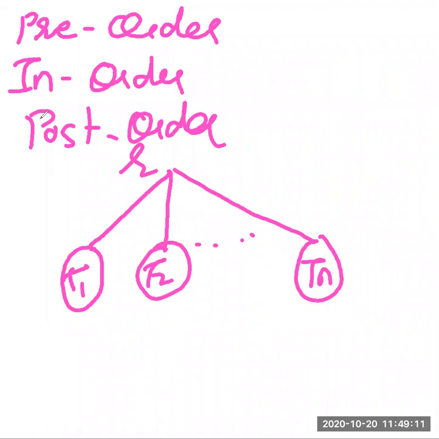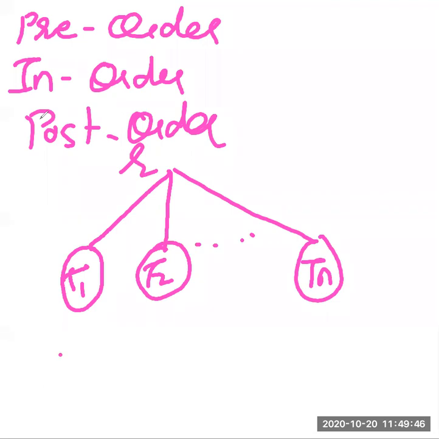If T consists of only R, meaning there is only one root, then the pre-order traversal will be visiting the root. That is, R is the pre-order traversal. If the tree contains subtrees T1, T2 up to Tn of root R from left to right, then pre-order traversal begins with visiting R. Pre itself means visit the root first. Pre-order traversal begins with visiting the root R, and then continues by traversing T1 in pre-order.